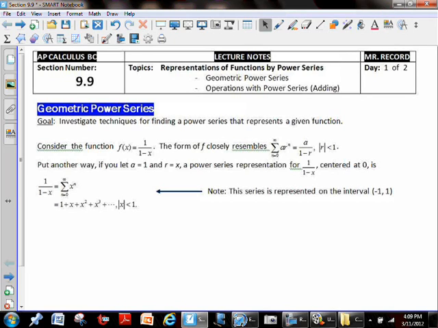And today we are going to be talking about the first example from Larson's 9th edition, section 9.9, representation of functions by power series. And the main focus here is dealing with the very commonly known geometric power series. For example, let's consider the function f of x equals 1 over 1 minus x. And let's say that we wanted to find a power series for that.